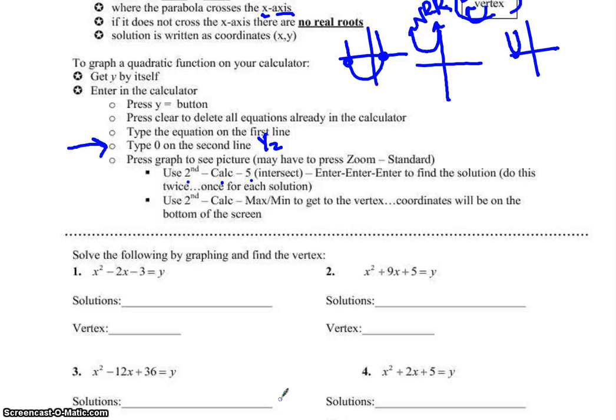Then you're going to have to go and do it all over again, second calc 5, to find the other solution, meaning that you've got to find both places. Now, if all you do is second calc 5, enter, enter, enter, and then second calc 5, enter, enter, enter, you're going to get the same answer both times. The second time you do it, before you do the enter, enter, enter, you've got to move your cursor to where the lines are crossing at the other spot. And I'll show you what I mean here in a minute.